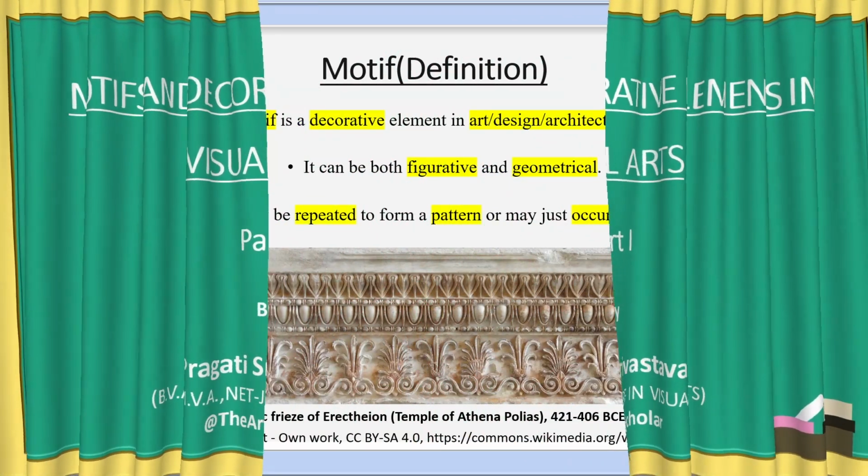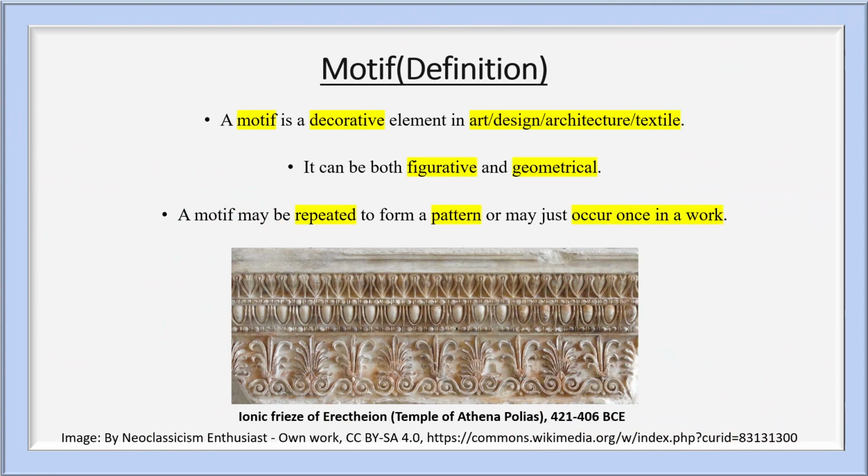Firstly, we are going to look at a basic definition of motif. So motif is a decorative element that we have in art, design, architecture, and textile. It can be both figurative and geometrical. Figurative means that it is taken from something that we have in the natural world. And geometrical is more of a kind of abstract, when it does not represent something in the natural world.